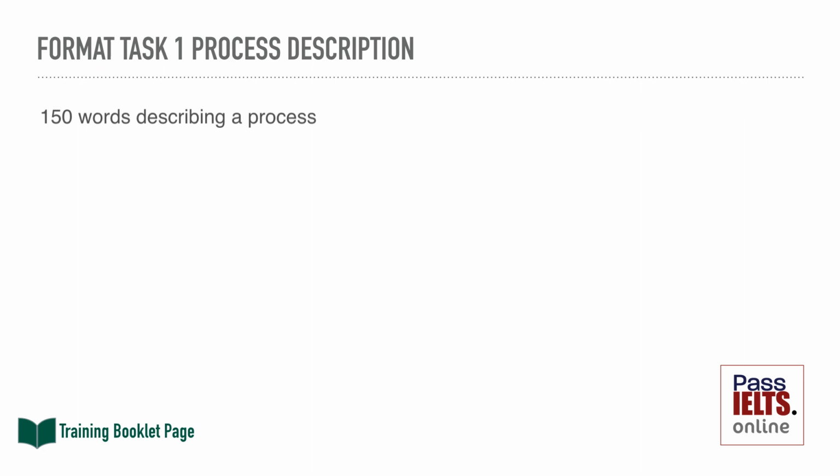In this first task, you have to describe a process in 150 words. You will need to use appropriate vocabulary for describing processes, and you can find this vocabulary in your training booklets. You need to plan and structure your writing.